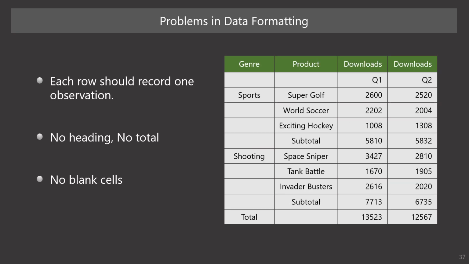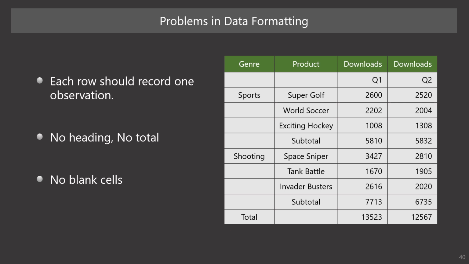Let's consider another example. This dataset records the number of downloads of game applications. The dataset contains 2 genres, and each genre has 3 game products. Subtotal of each genre and total number are also recorded. It is very easy to read, isn't it?